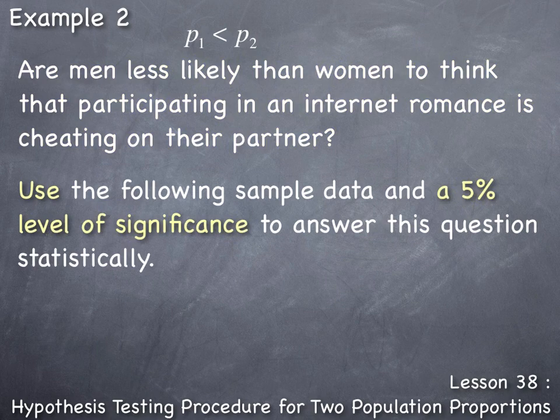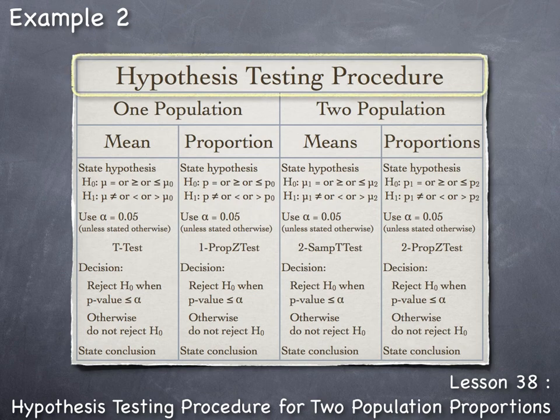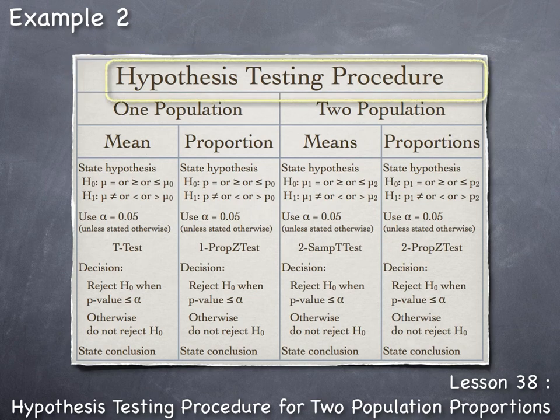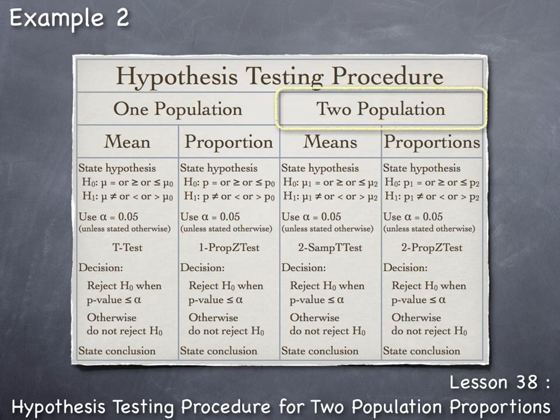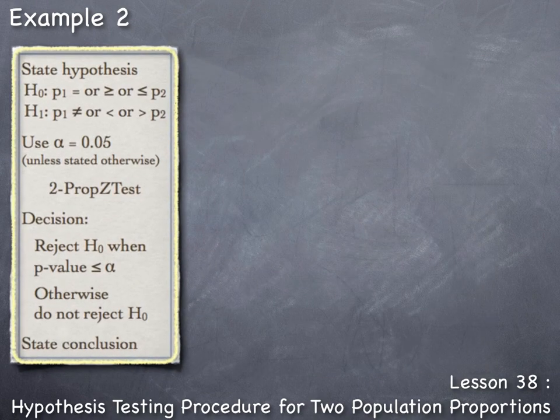Now here we're going to use a 5% level of significance. So this hypothesis test will be conducted with alpha equals 0.05. So we'll be conducting a hypothesis testing procedure involving two population proportions. The following steps are used to guide us through our hypothesis testing procedure, starting with stating the hypotheses statistically.